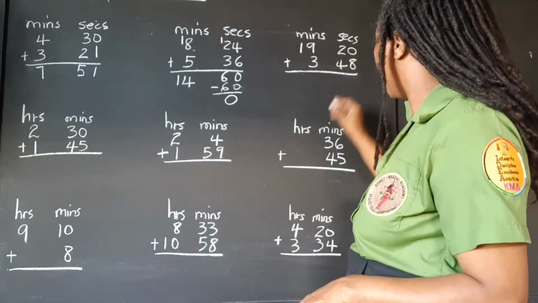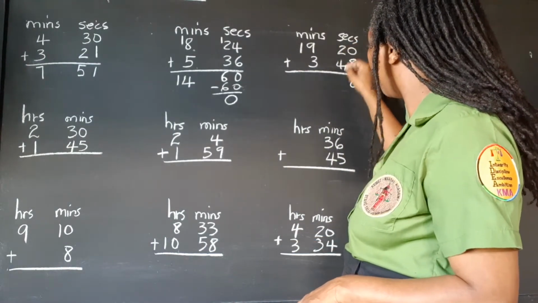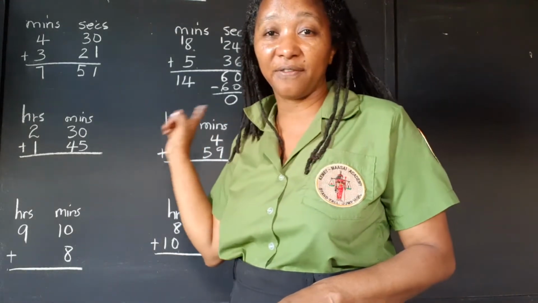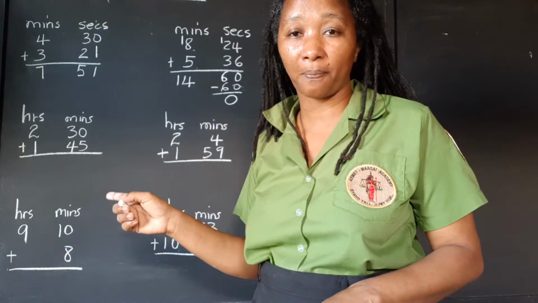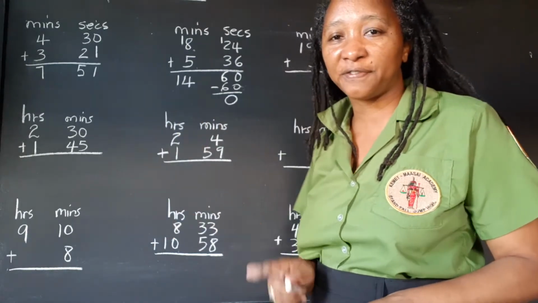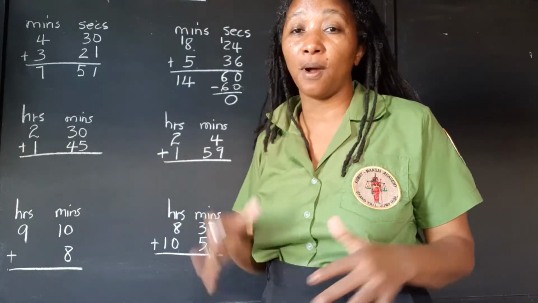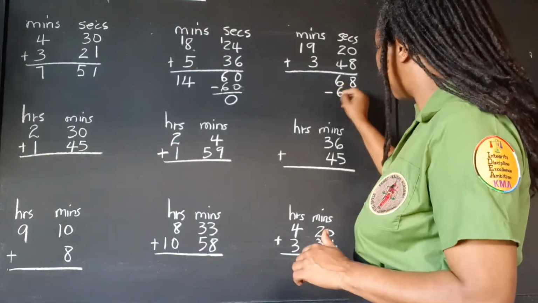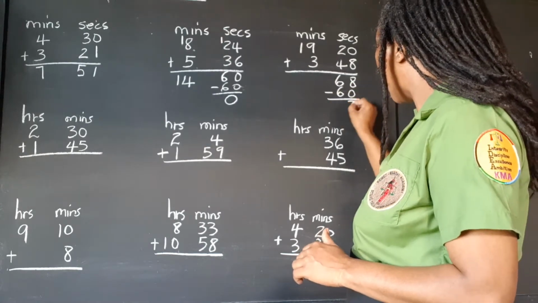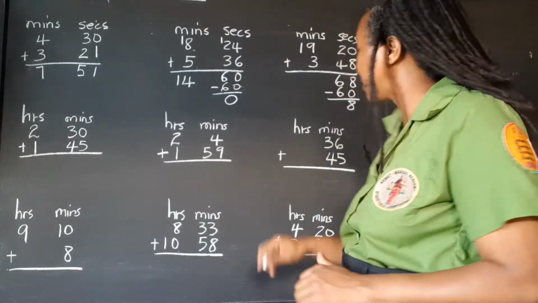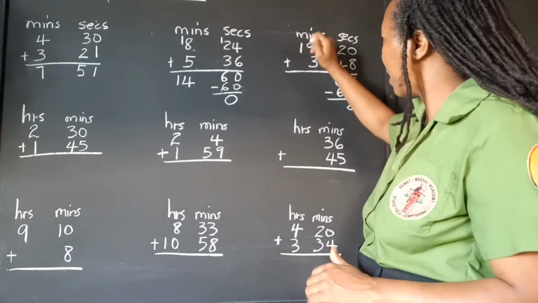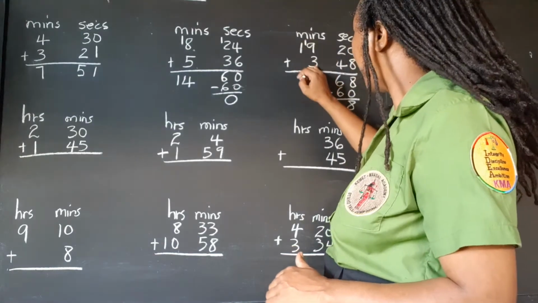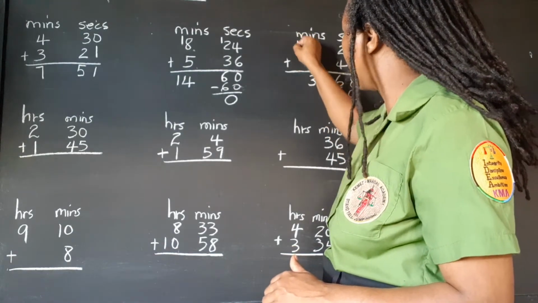So let's see again, we have 8 and 4 and 2, 6. We know we cannot leave 68 seconds. Once it passes 59, we're going to have to change it to minutes. So we're going to take out a batch of 60, and we're left with 8 seconds. This batch of 60, we're bringing it over here. So 9 and 1, 10 and 3, 13 minutes.